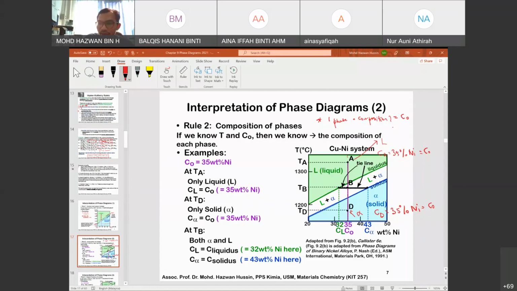So at point B, the phase is liquid plus solid, or liquid plus alpha. So how many phases? Two phases. Remember, if it is a mixture, L plus alpha, then you have two, so don't count it as one because you have two different phases, liquid and also alpha.